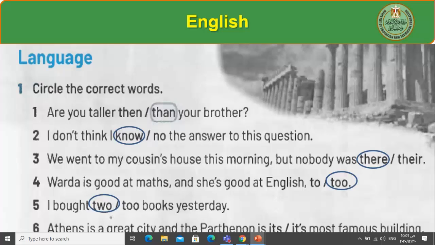Athens is a great city and the Parthenon is... yes, it's of course ملكية مسلسل. Okay. And it's a famous building. Here, the adjective is صفة ملكية. Okay? Most a famous building.